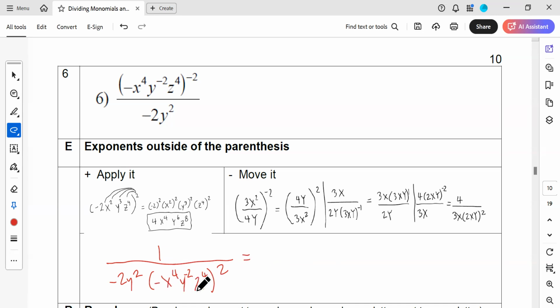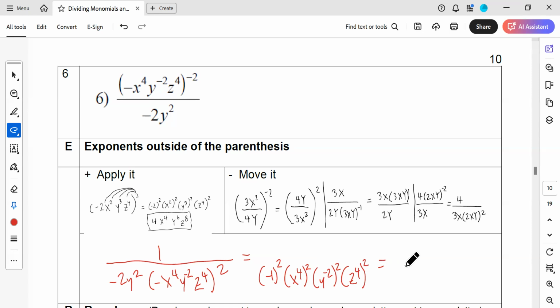Now, the next thing I want to do is I want to apply it, right? So I'm just going to apply it separately for the sake of space, and then I'll put everything back together. So when there's no number here and there's a minus, what number is there? Good. So we're going to have negative 1 to the second power. Then we're going to have x to the fourth to the second power. Then we're going to have y to the minus 2 to the second power. And then we're going to have z to the fourth also to the second power.